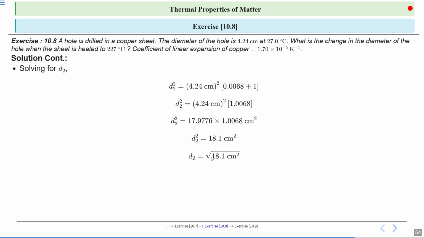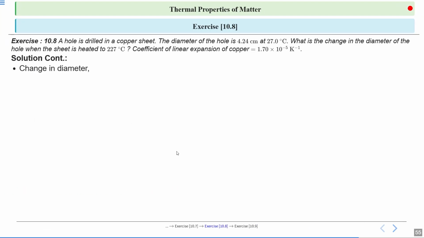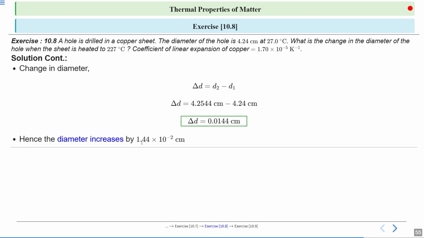It means d2 equal to under root 18.1 centimeter square. So d2 equal to 4.2544 centimeter. Change in diameter, delta D equal to d2 minus d1. So we know the value of d2, that is 4.2544 centimeter minus 4.24 centimeter. So delta D equal to 0.0144 centimeter. Hence diameter increases by 1.44 into 10 raised to the power minus 2 centimeter.